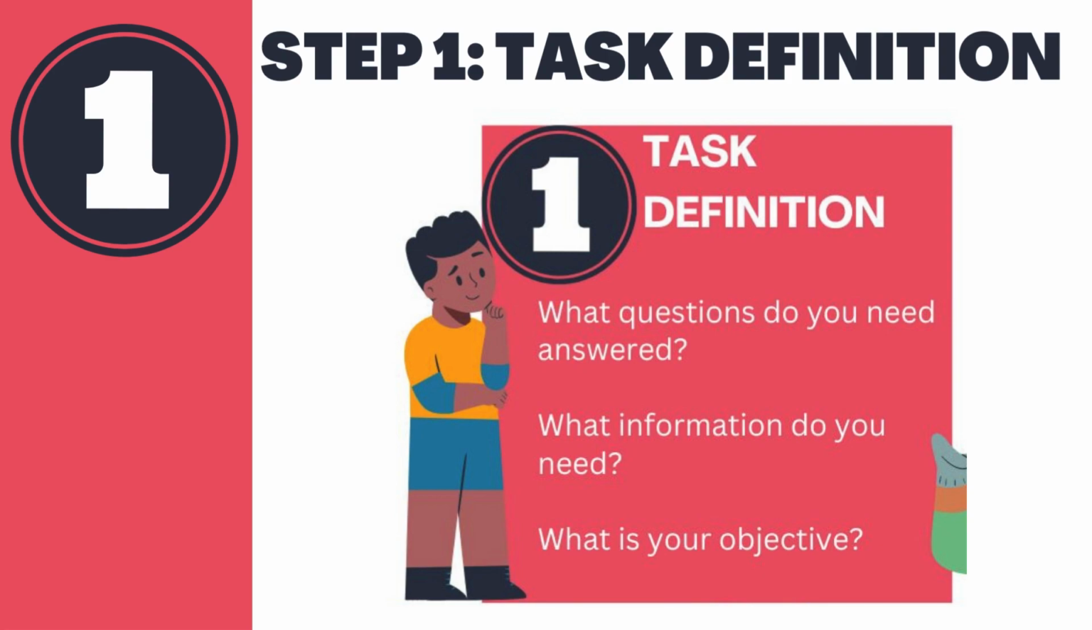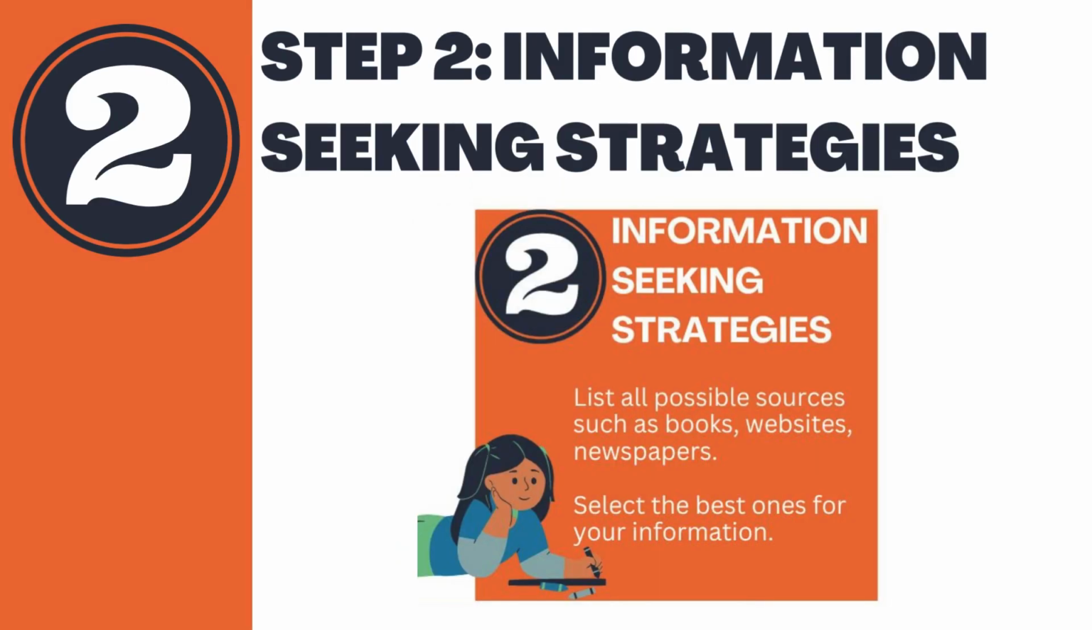So let's talk about the Big Six steps. Step 1 is task definition. This is where you ask yourself, what questions do I want answered? What information do I need? And what is going to be my objective? This is where you identify your topics and any information you want to gather about that topic.